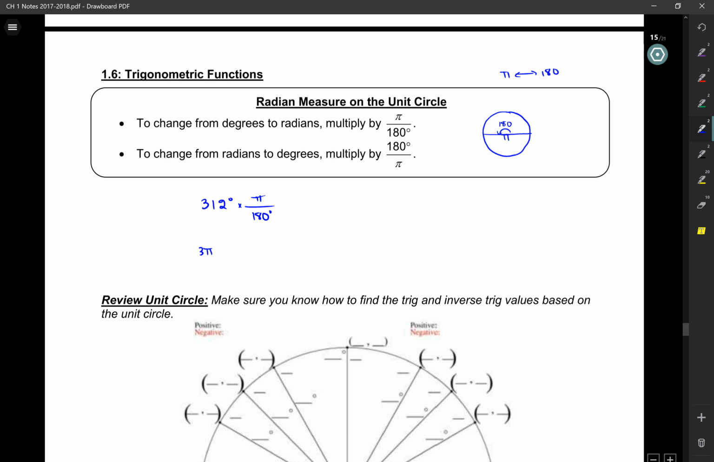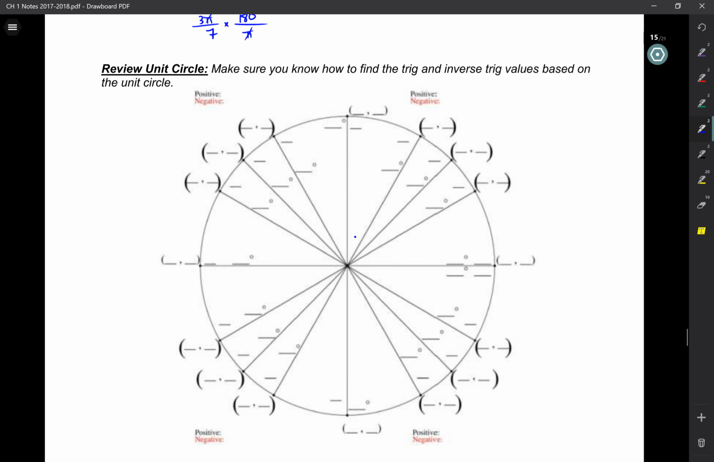Now, if you have, let's say, 3 pi over 7, again, I do times and a fraction bar, and my go-to conversion is pi and 180 are related. So if pi is on top, now pi goes on the bottom, and I only have one place to put my 180. I do a little bit of canceling, a little bit of calculating, and I get the measure in degrees.